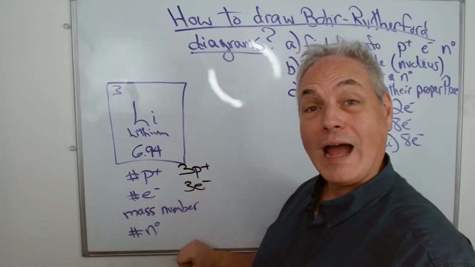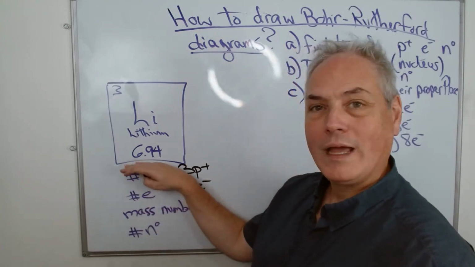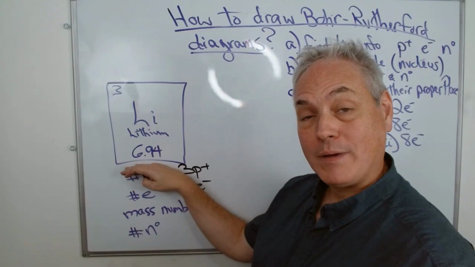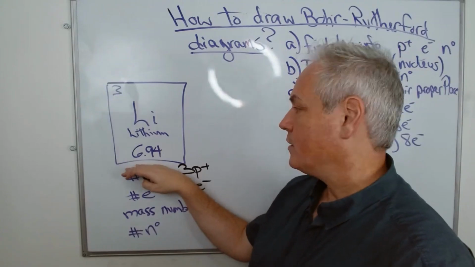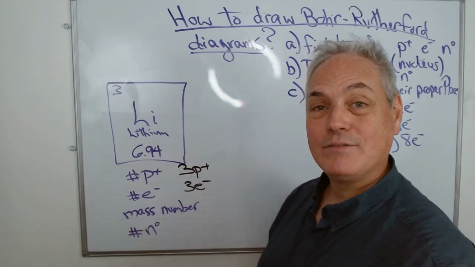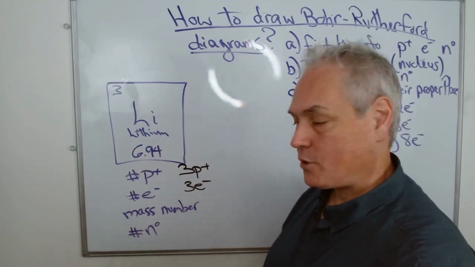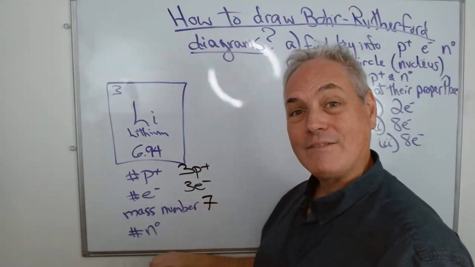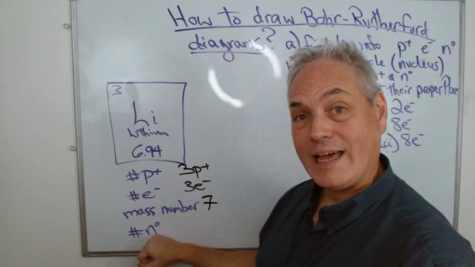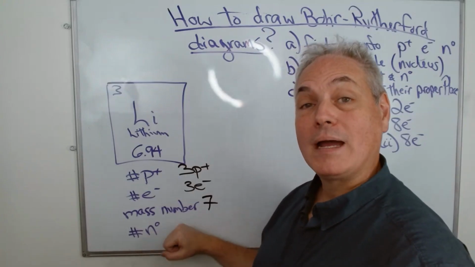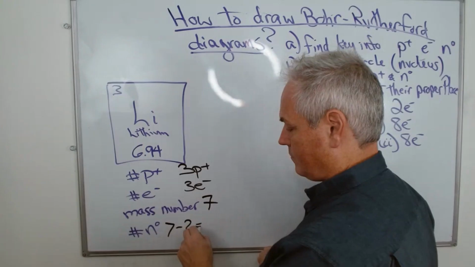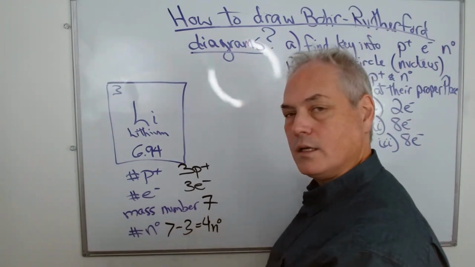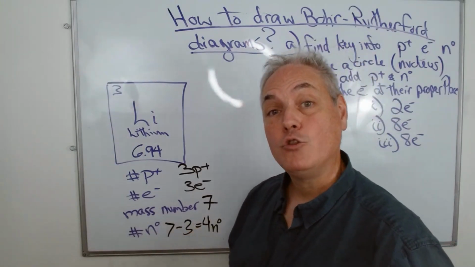Now, if we're looking for how many neutrons we have, we look at the atomic mass, and then we round it to the closest whole number, which is here 7, and that gives us the mass number. If I want to know how many neutrons I have, I take the mass number minus the atomic number. And that gives me 4 neutrons.